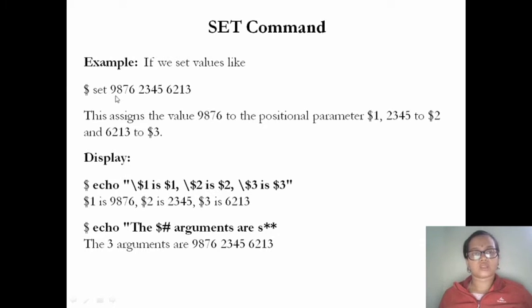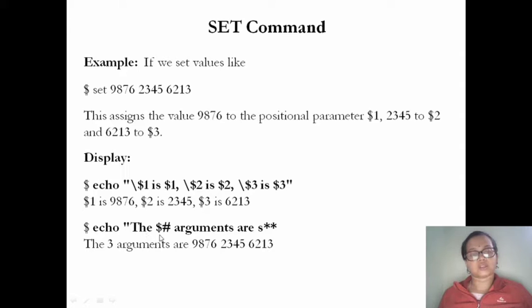So $1 is nothing but your 9876, and for $2 I want to display this dollar along, right? So $2 is here 2345 and $3 is 6213. So this is how we can display by using the set command. And also you can even use echo for displaying your recent things. See here how many arguments you have given, that also you can get calculated by using the positional parameters.